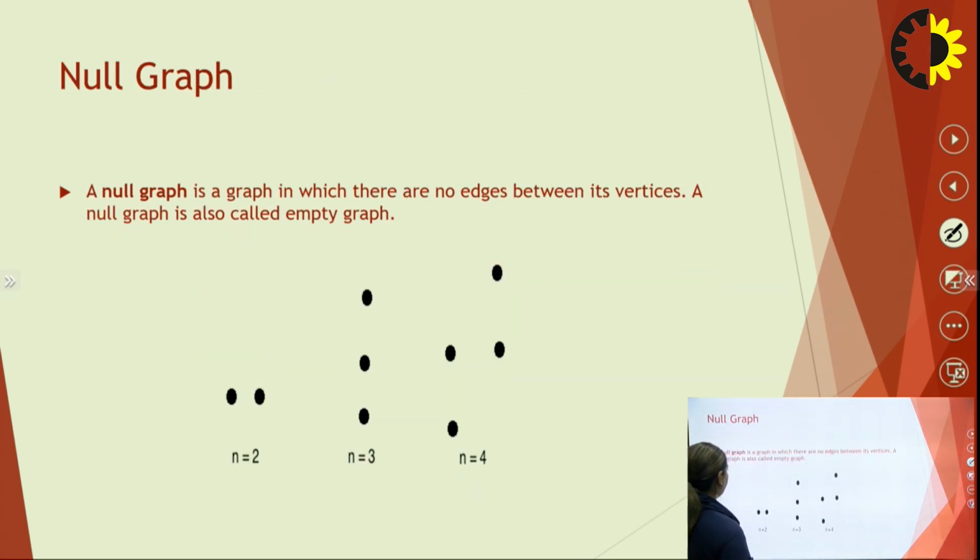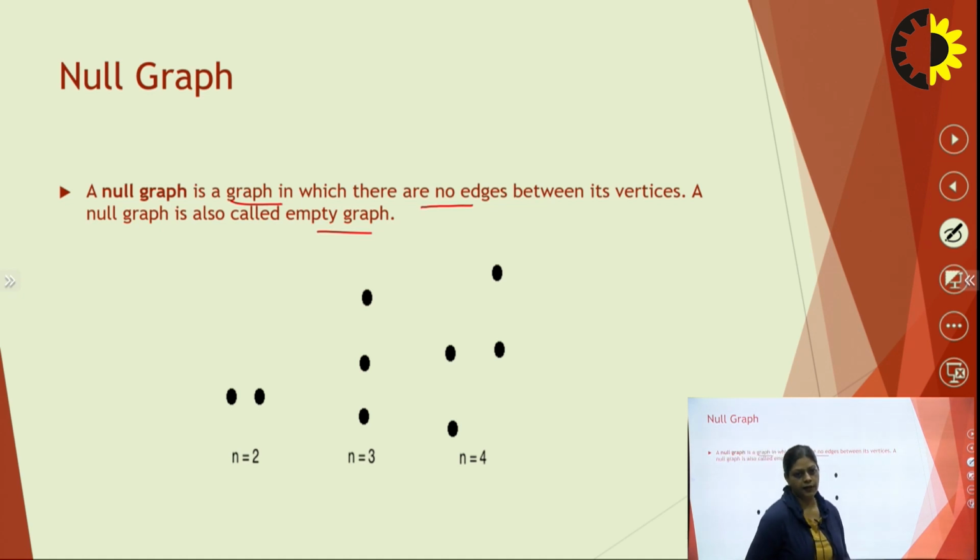Now what is a null graph? A null graph is a graph in which there are no edges between its vertices. A null graph is also called an empty graph. Means a null graph is a no graph, because a graph should have vertices and edges also, but when we have only vertices and no edges, then it is an empty graph or null graph.